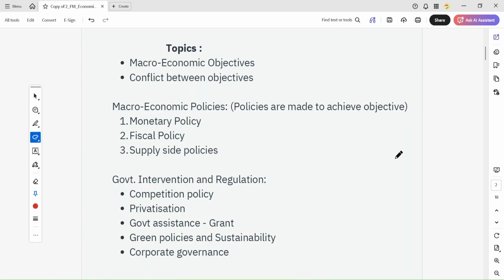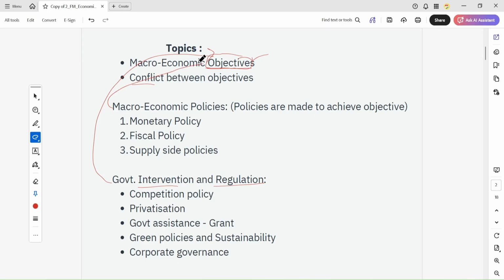In this chapter, we will understand the macro environment and its objectives, the macroeconomic objectives. Then we will understand the conflict between these objectives. Next we understand how the government makes policies to achieve these objectives. Sometimes they have to intervene and regulate things in order to achieve these objectives.